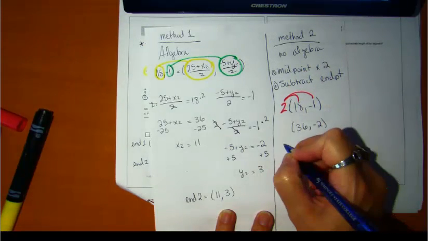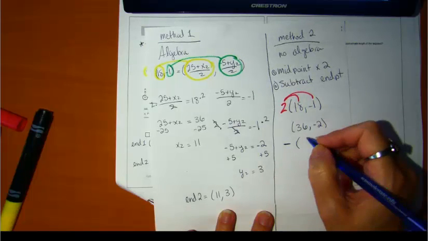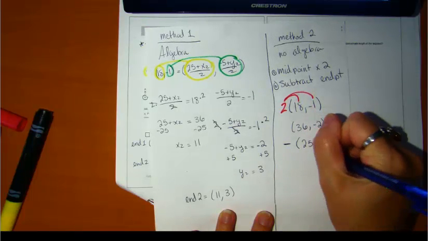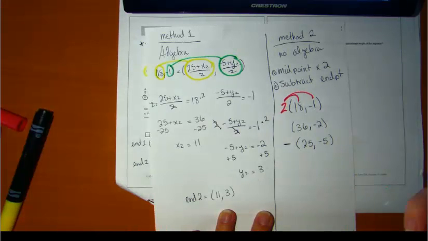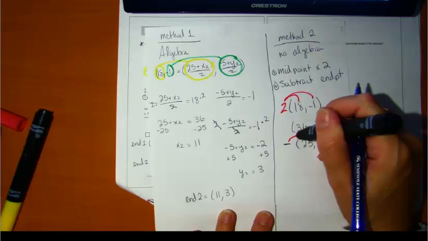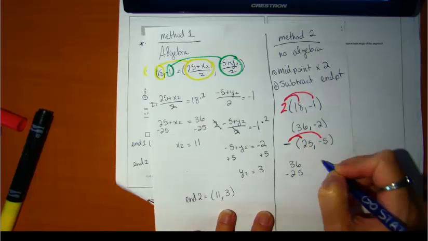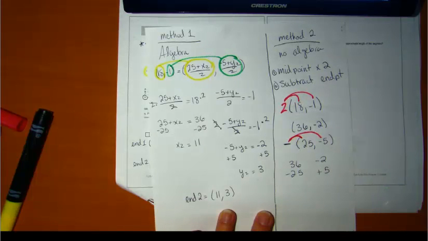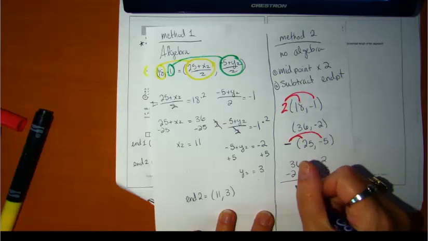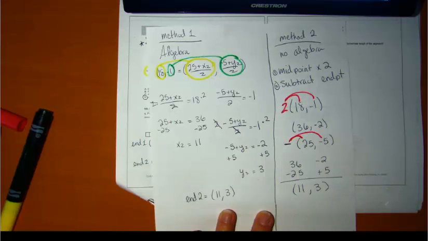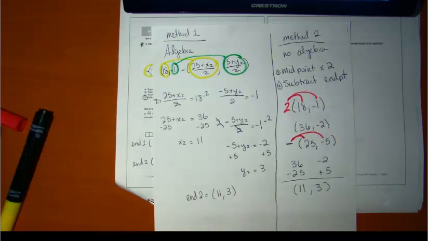And then I'm going to subtract the end point. And the end point we had was 25, negative 5. Now I have to distribute that negative, which makes this 36 minus 25 and negative 2 plus 5. Negative 11, 3. Okay, so 2 methods. You can pick the one that makes the most sense to you. This is not a final exam question. This is an end of course question.